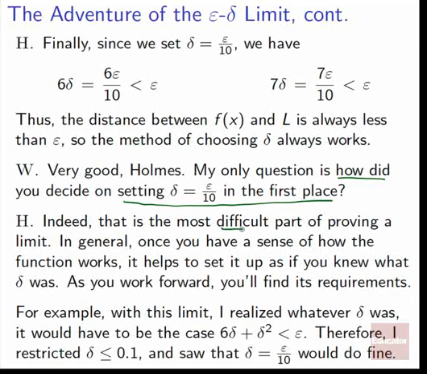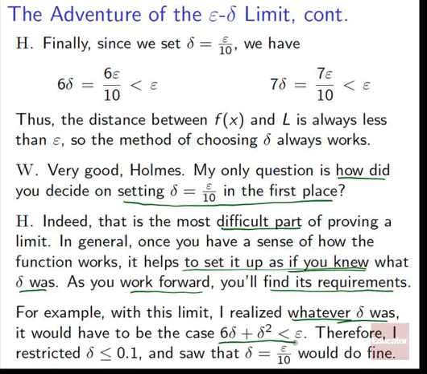Indeed, that is the most difficult part of proving a limit. In general, once you have a sense of how the function works, it helps to set it up as if you knew what delta was. As you work forward, you'll find its requirements. For example, with this limit, I realized whatever I wound up choosing for delta, we would see that 6 delta plus delta squared had to be less than epsilon. So I could restrict delta to be less than or equal to 0.1 because smaller delta will never cause any harm, and see that 6 delta plus delta squared is less than 7 delta, and 7 delta would certainly work if delta was epsilon over 10. I could have gone with epsilon over 7, but I figured why not have a little bit of wiggle room, and epsilon divided by 10 just seems so nice and round. So I saw that delta equals epsilon over 10 would do fine, at which point I was prepared to work through the proof.